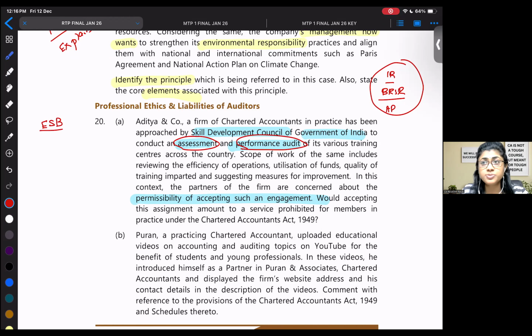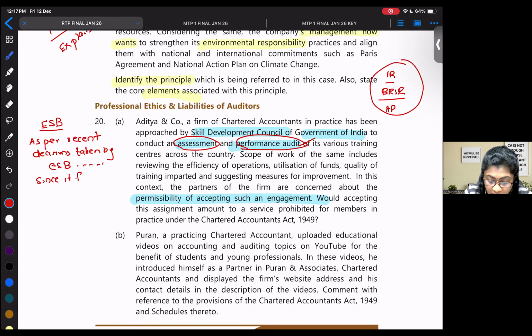There are around 45 ESB decisions. If you want to refer to all the 45, I've posted them as 2 videos on YouTube. So can you say, first para, whenever ESB related questions come, write like this: as per recent decisions taken by the Ethical Standards Board, it is permissible for a CA in practice to engage in performance audit for skill development since it falls under MCS, Management Consultancy Services, under Section 2(2)(a) of the CA Act.